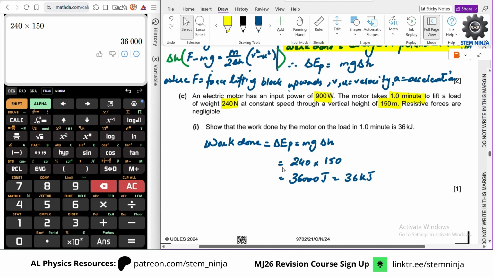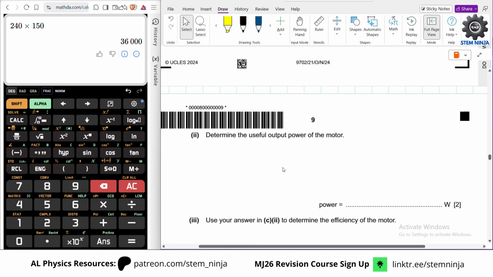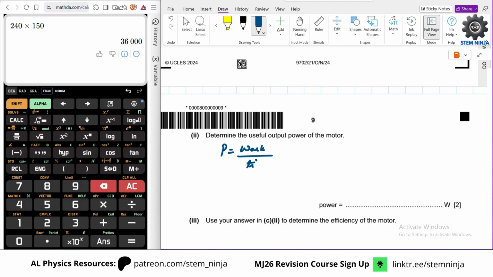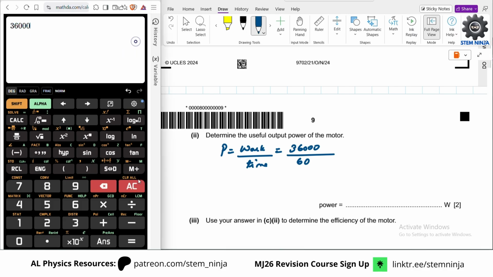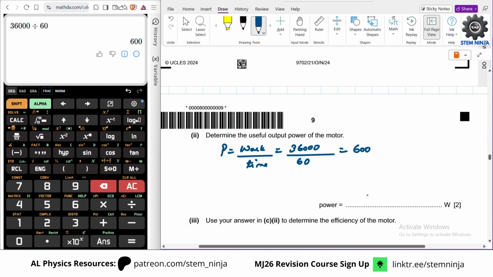Okay, now this is the work done in 1 minute. We need to know the power. So power is equal to work over time. So that is 36,000. So don't write 36 because that's in kilojoules. And time needs to be in seconds. So 60 seconds. So 36,000 divided by 60 is 600 watt.